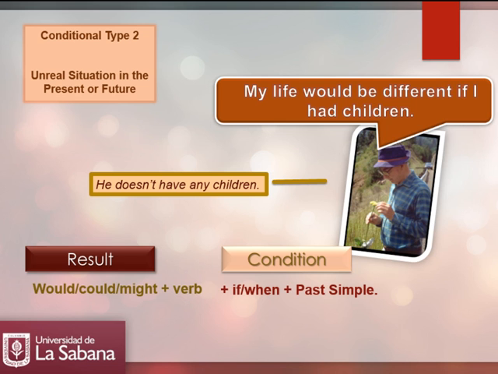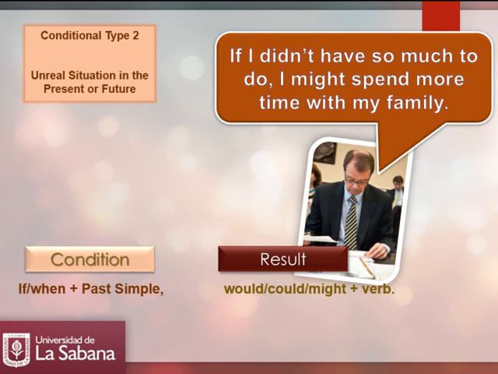As always, we can exchange the position of the result and the condition clause. Let's take a look at this sentence. If I didn't have so much to do, I might spend more time with my family. As you can see, the condition can also be negative, if I didn't have so much to do. And here the rules are the same as for the past simple tense.